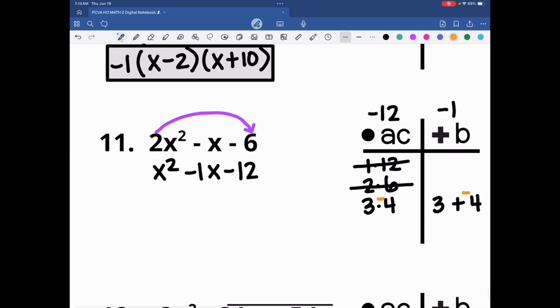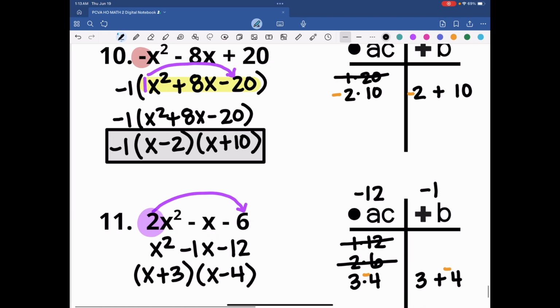So I'm going to come back over here, and I'm going to write them in the parentheses. So we're going to say x plus 3, and then x minus 4. Now, we did slide a number other than 1. My a value was a 2.